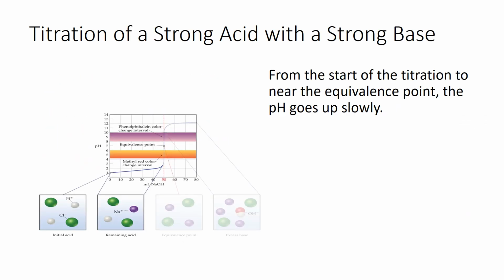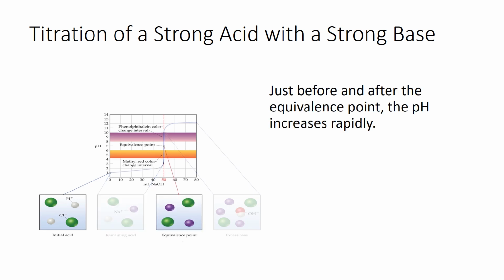As you do your titration and you plot the graph, from the start of the titration to near the equivalence point, the pH goes up slowly as you take the volume and the pH. And then just before and after the equivalence point, the pH increases rapidly. So it goes up, then it flattens, then it increases, then it flattens again. The equivalence point will then be at the center of this increase.